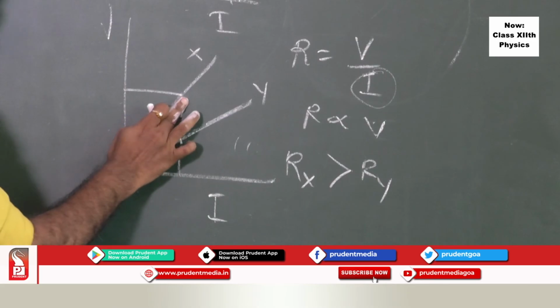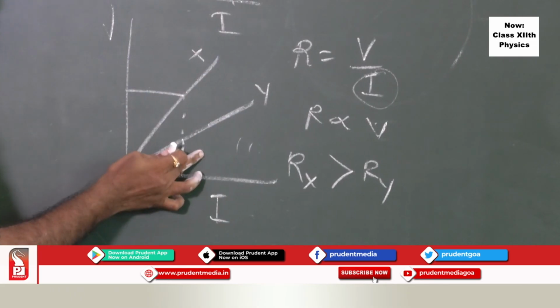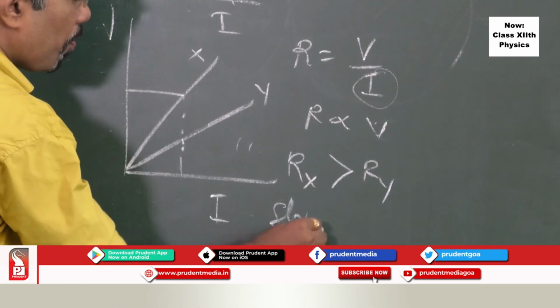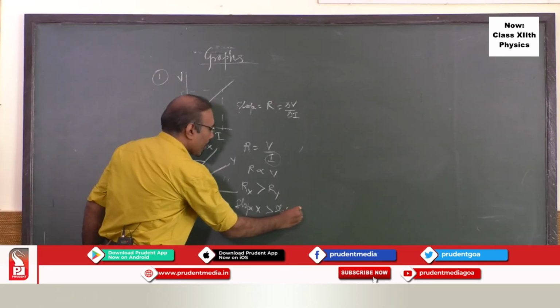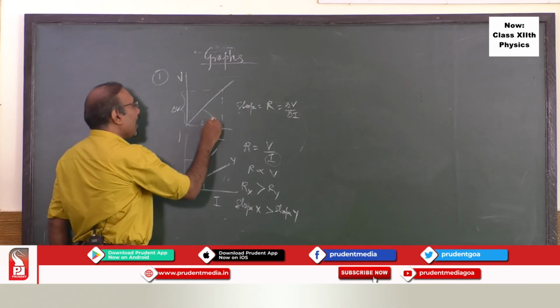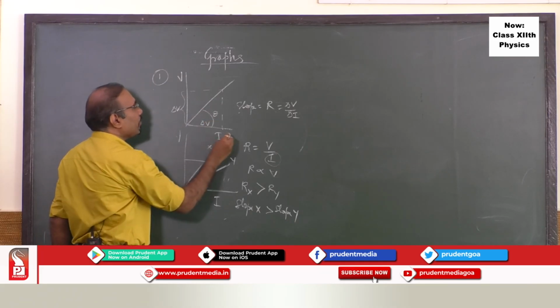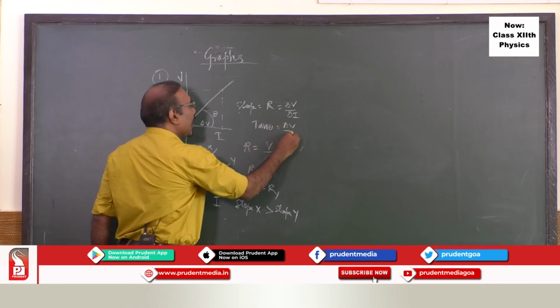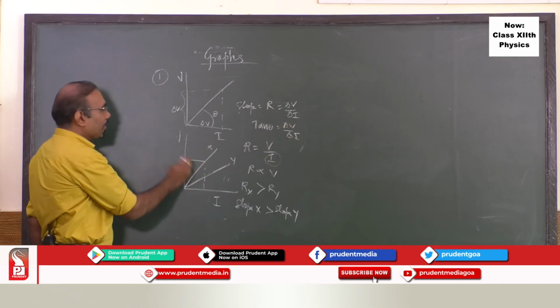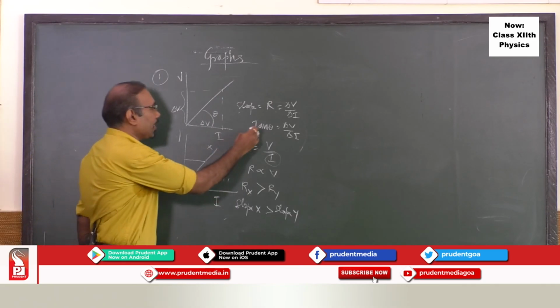Another way, we can do it straight away by comparing the slope. So the slope of X is greater than the slope of Y. And third, if you are given an angle, this is the angle given, then tan theta is also delta V upon delta I. You can compare the resistances by finding the angle.